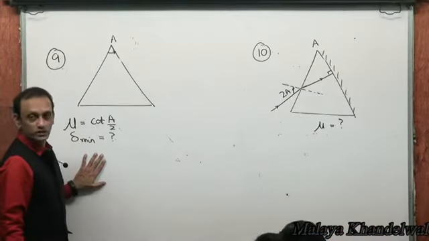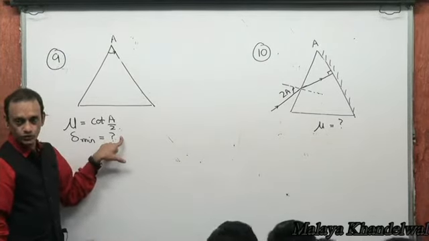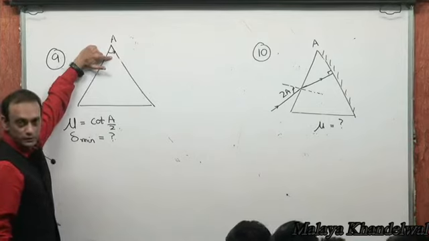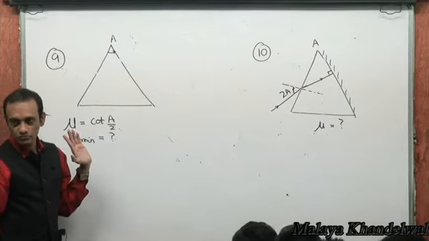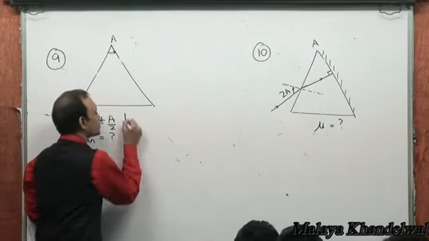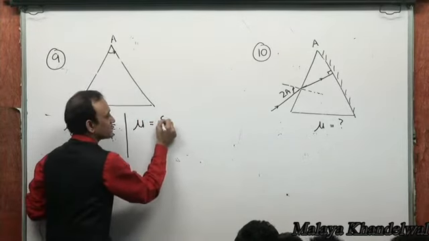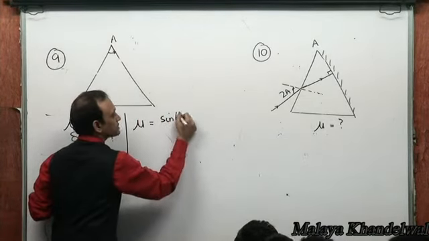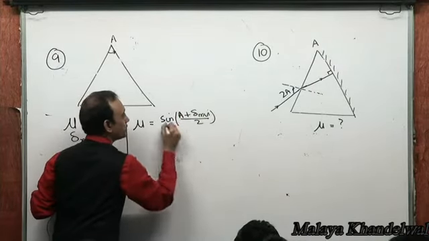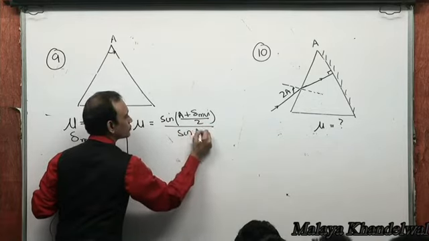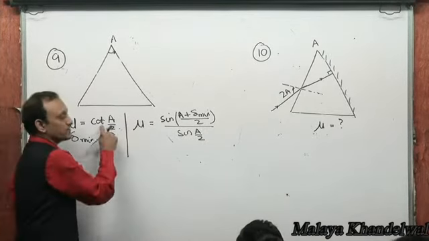Right, so there is a prism given to you whose refractive index is cot A by 2. The angle of the prism is A, and we want to find the angle of minimum deviation. So this again is based on a result, where the refractive index of the prism is going to be sine of (A plus delta min) by 2, divided by sine A by 2, right? Isn't it? Where mu is given to be cot A by 2.